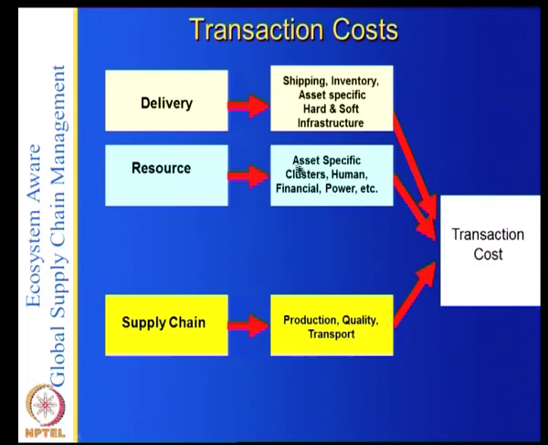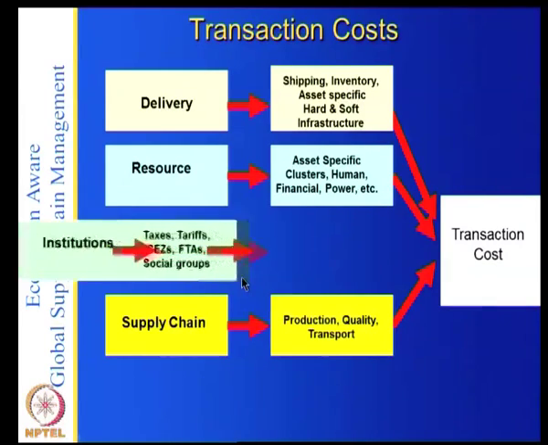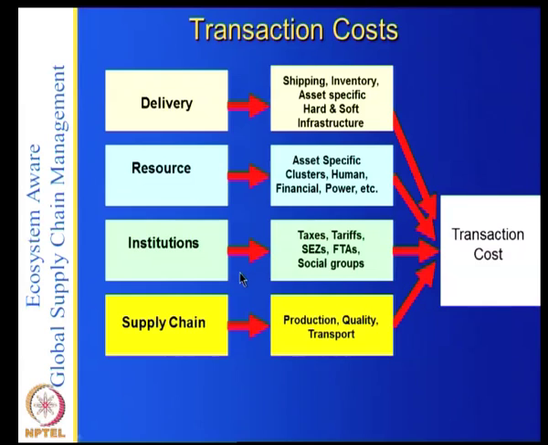Now, the clusters, for example, for electronics, are specific to electronics or auto and so on. The human also: if you are trained for a particular job, then you are vulnerable once the particular company disappears and so on, and the financial and power. And of course, institutions, which depend on taxes, tariffs, special economic zones, free trade agreements and social groups. All these things add up. So, we know that these four are the ecosystem parameters.